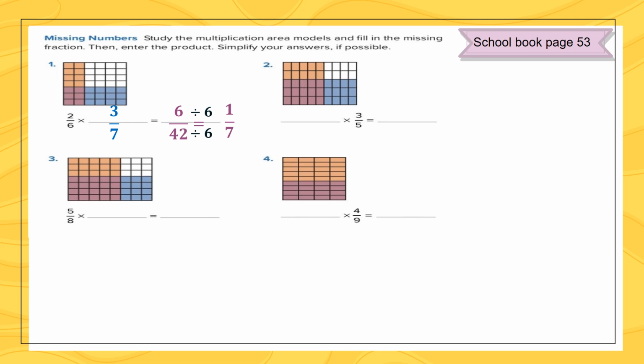Number 2, the first fraction, I will find. But the second fraction here is 3/5. 3 means 3 rows colored of 5 rows. Then the first fraction will be how many columns are colored? We have here 1, 2, 3, 4, 5. 5 columns of the total columns we have. It will be 5/9.